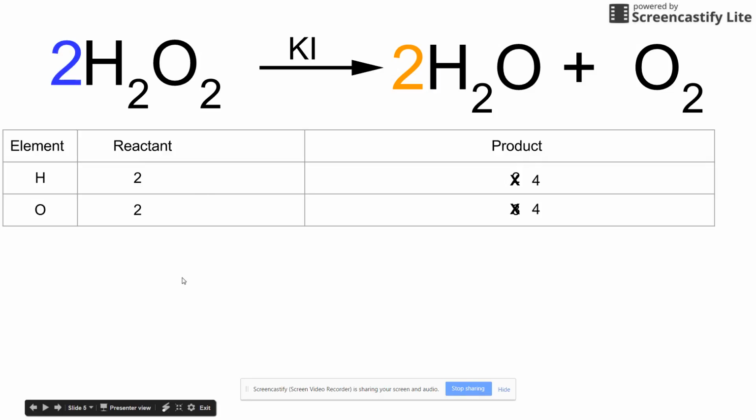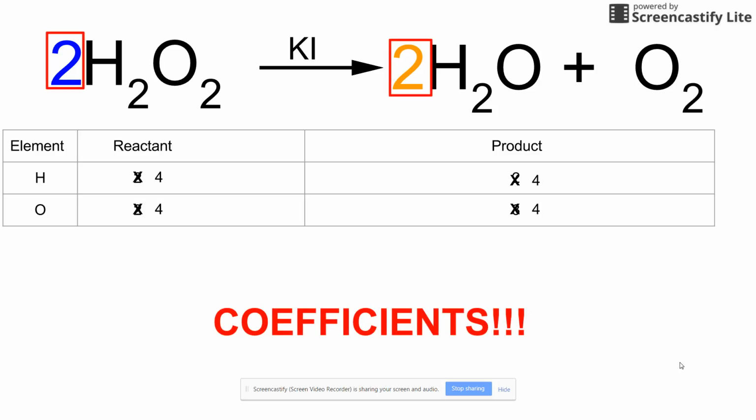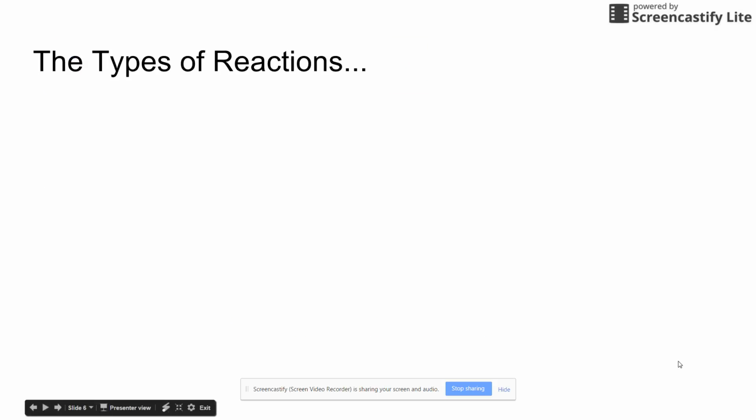If you put a 2 here and have 2 times as much peroxide going in, that would make 2 times as many hydrogen and 2 times as many oxygen. And so then if you look, see if it's balanced: 4 hydrogen coming in, 4 coming out, 4 oxygens coming in, 4 coming out. Balanced, it obeys the law of conservation of matter. Again, these numbers that I put here are called coefficients.